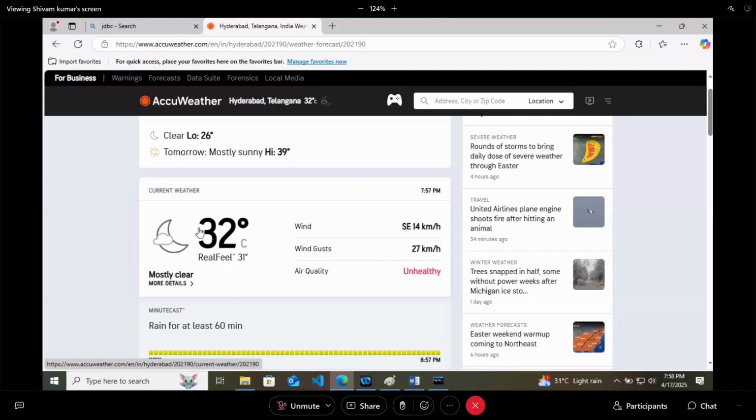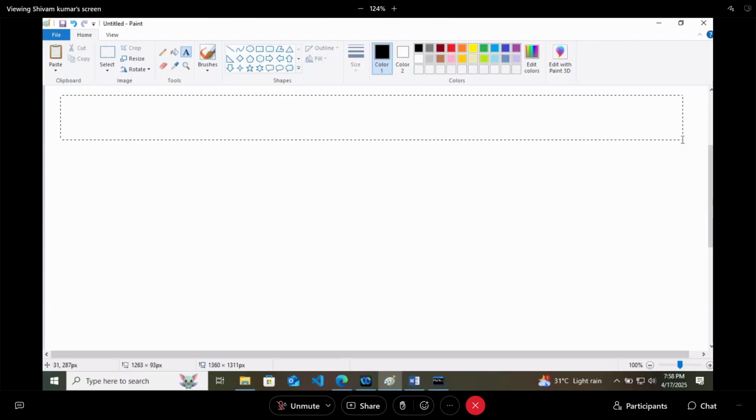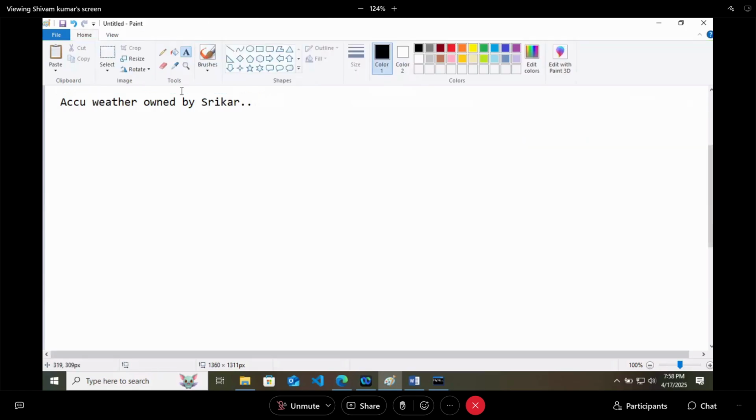Temperature is always recorded by sensors. It is never recorded by websites. Never. Let's say there is a website, AccuWeather, owned by Srikar. Srikar is the owner of this website. Now there is a sure possibility that you cannot record temperature without sensors. Sensors are required at ground level.